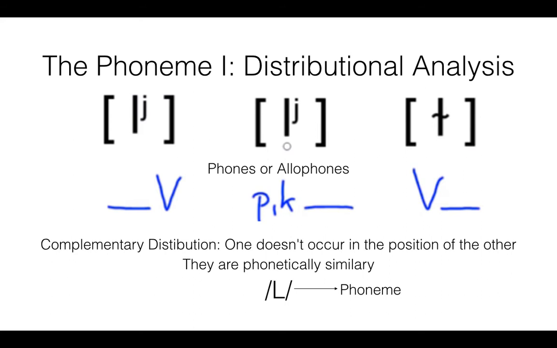But if you have minimal pairs, differences in meaning, and the sounds occur in the same environment, those are different phonemes. K and L and Z. Poke, pole, pause, pole. Okay? So these are different allophones of the same phoneme. So, distributional analysis. Any questions so far before I go on about this? Yes?